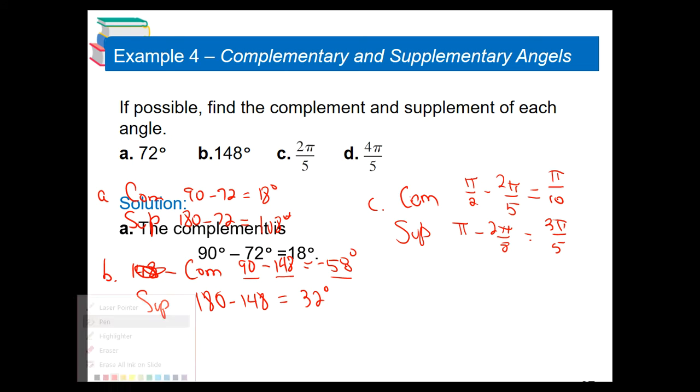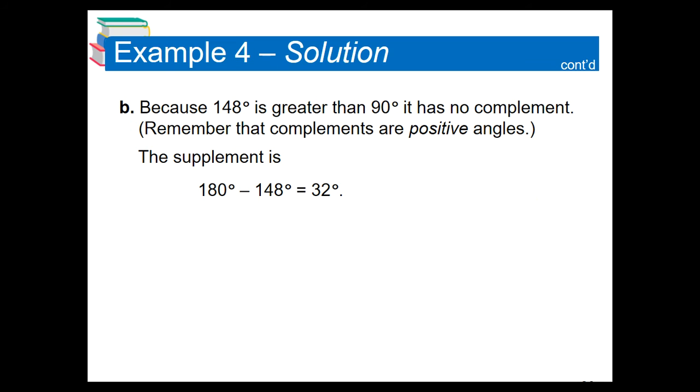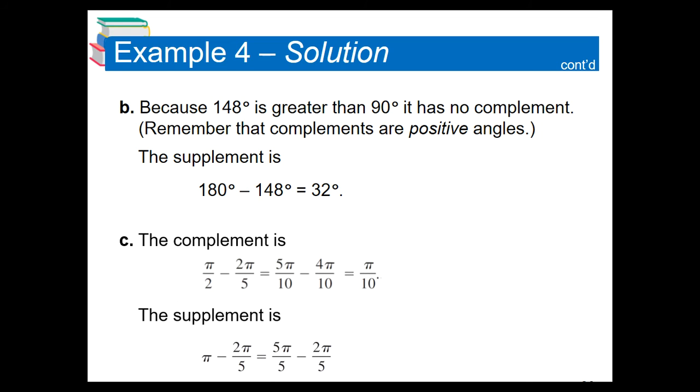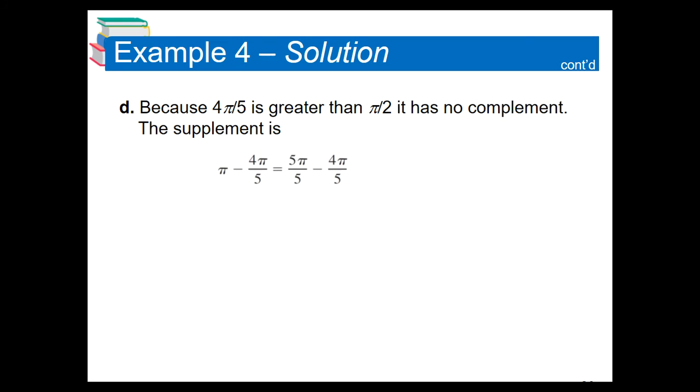Let's make sure I'm doing these right. 18, 108. There's a supplement, complement of this. That's one we just did. Pi over 2, which is 90 degrees, minus 2 pi over 5, which turns to 5/10 minus 4/10, which is 1/10, or pi over 10. We're going to subtract from pi to get the supplement. So pi minus 2/5, or 1 minus 2/5, right, is 3 pi over 5.